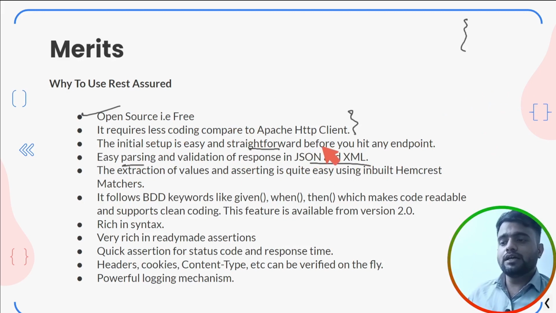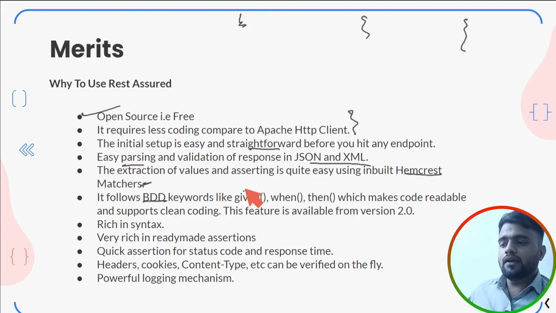So parsing is very easy in this one, for JSON as well as XML format data also. Extraction and asserting the value from the response using Hamcrest matchers is very easy. It's very easy to validate the data, and we can extract the data from the body.